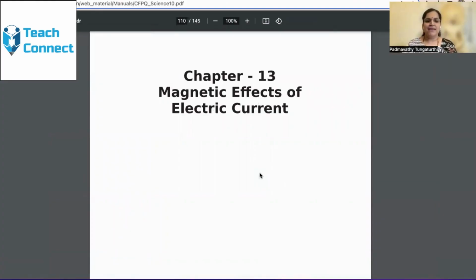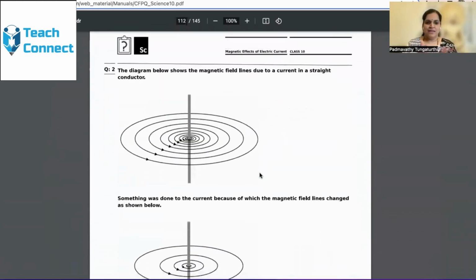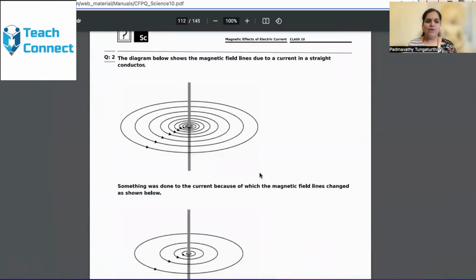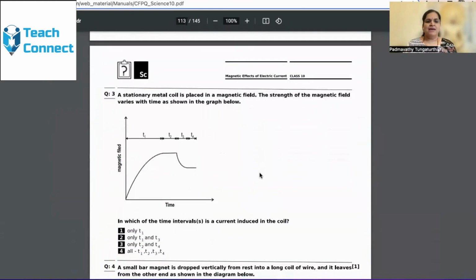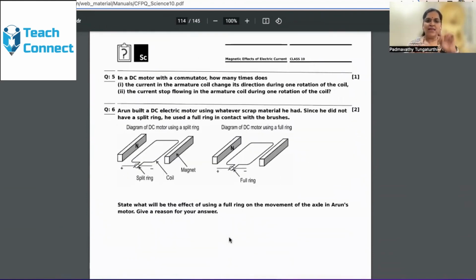Chapter number 13, magnetic effects of electric current. The first question, obviously, is induction, AC electric generator. Then this should be a right-hand thumb rule. And the induction, where is the change in the magnetism with respect to time? If a bar magnet is passed through this solenoid, what's the effect on the magnitude and the direction of the induced current? All these topics fall in connection with the 5 major points which I have told you all.